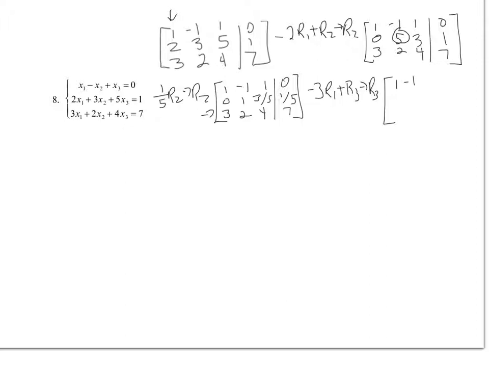Alright, I still have 1, -1, 1, 0 on the top. I have 0, 1, 3/5, 1/5 in the middle. Now for my new row 3, if I multiply row 1 times -3, -3 plus 3 is a 0. If I multiply -3 times -1, that gives me a +3, and +3 plus 2 is a 5. If I multiply -3 times 1, that's -3, and -3 plus 4 is a +1. 0 times anything is 0, and so 0 plus 7 is 7.